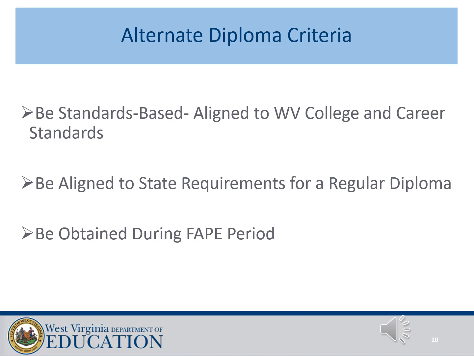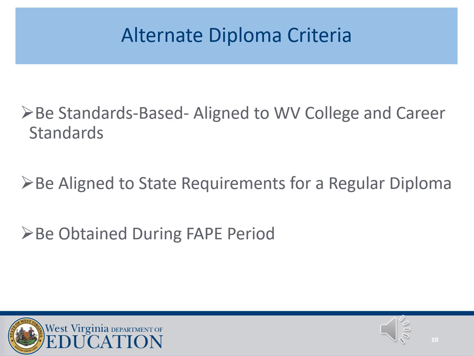And here are those three criteria for an alternate diploma. First one being that instruction must be standards-based, aligned to the West Virginia College and Career Standards. So standards-based instruction based upon grade level content standards. We're going to talk much more about that in a little bit.